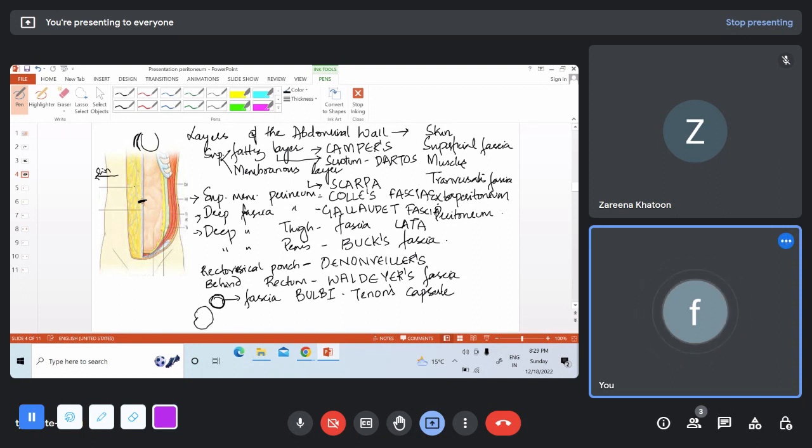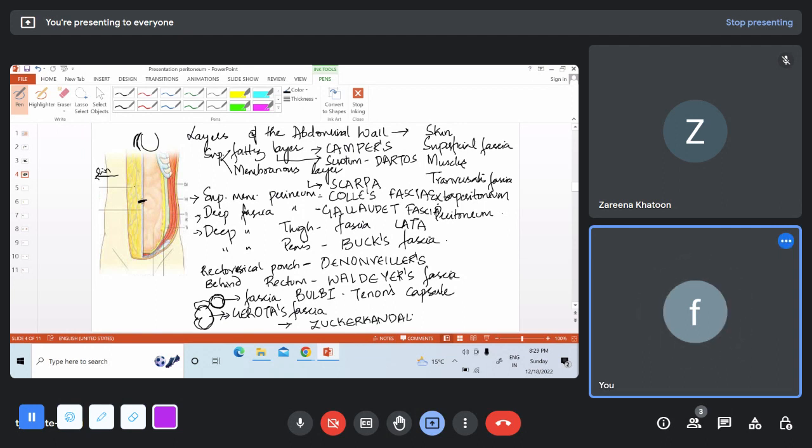Now the fascia that is covering the kidney and adrenal glands. This is the kidney and this is the adrenal gland, the suprarenal gland. So the fascia covering the kidney and adrenal gland is called Gerota's fascia. See, in some books it is given that the fascia of the kidney has two layers. One is anterior, this is Gerota's fascia, and the posterior layer is called the fascia of Zuckerkandl.